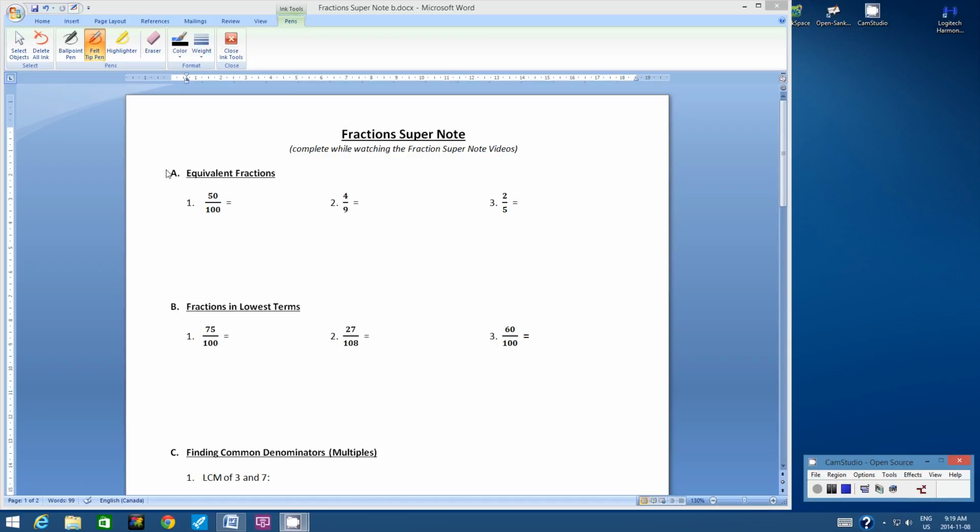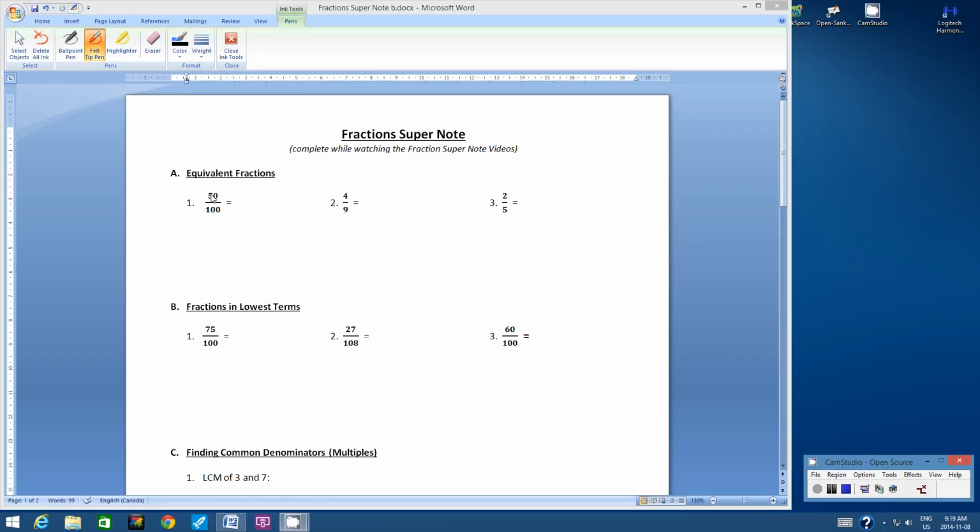Let's start with Section A, Equivalent Fractions. Now when we're asked to make equivalent fractions, we can use one of two strategies. We can use multiplication or we can use division. Now let's look at example 1.